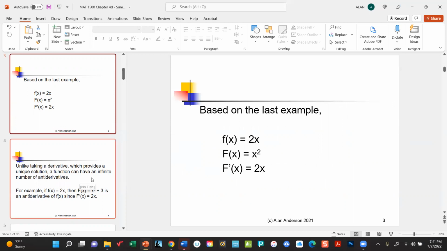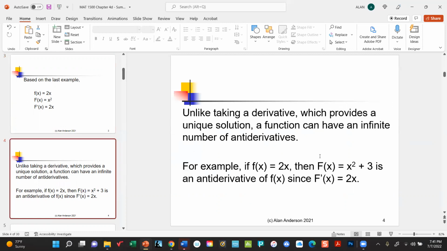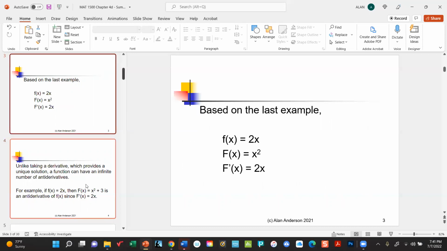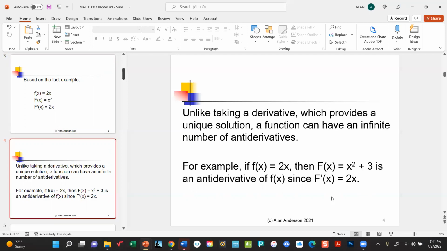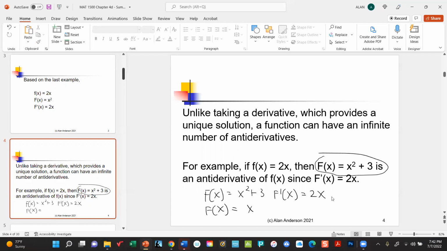What about the case of capital F of x is x squared plus 3? Before it was x squared rather. Now we're trying out x squared plus 3 to see if maybe it could be an antiderivative of 2x. Now here's the tricky part. If that's our F of x, then F prime of x is also 2x. So as remember before, we claimed that our antiderivative was x squared.